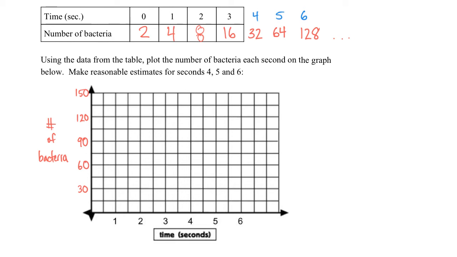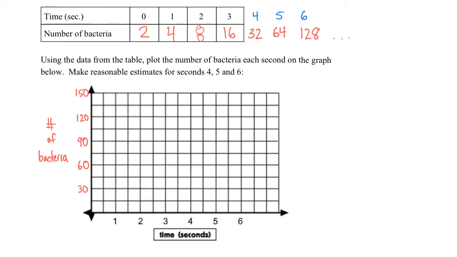So we want to make sure that we're always starting at 0, and that we're going up by the same amount every single time, and that we pick something that gets us far enough. We wouldn't want to go up by like 50s, because then our whole graph is going to be scrunched down here at the bottom, and we don't necessarily want that either. So let's go ahead and plot this.